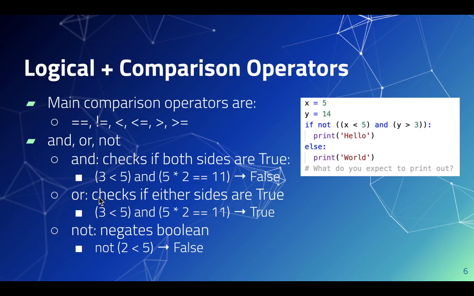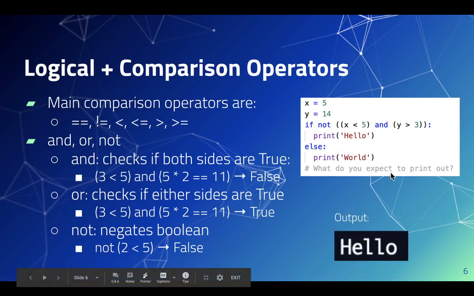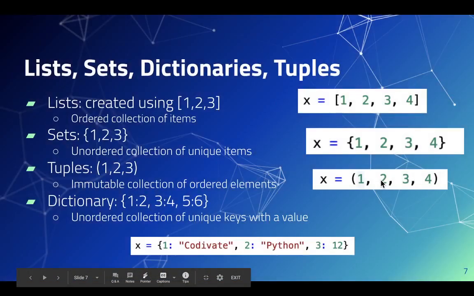The or condition works exactly like the and, except only one needs to be true. So even if the second one's false, if at least one of them is true, then it will consider it as true. And you can see by these examples why they work. And like I said, this one prints hello, like expected.